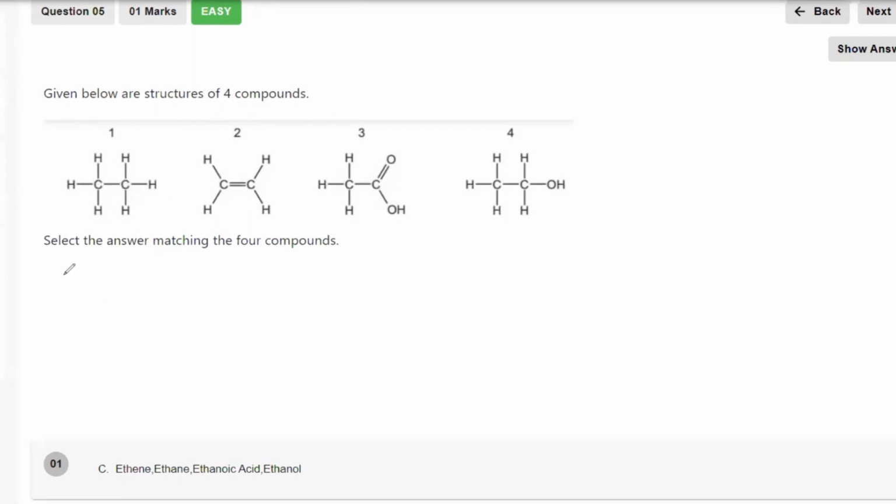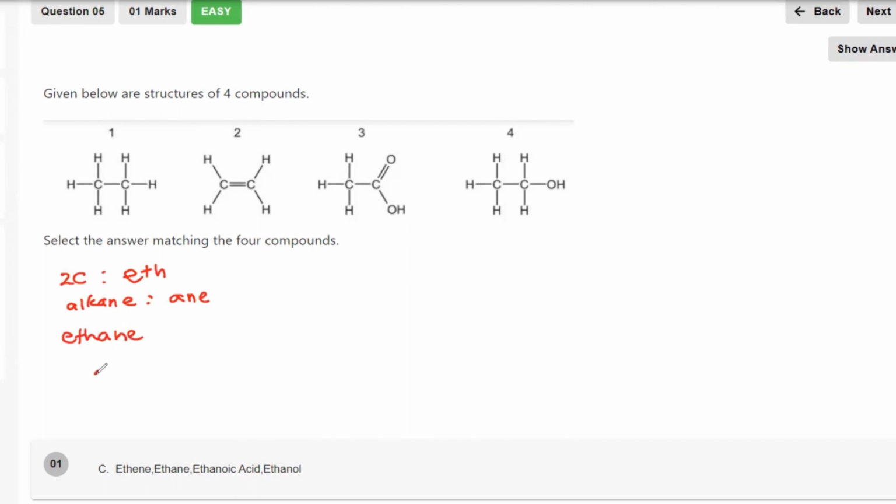The first one has 2 carbons. If it's 2 carbons, what is the prefix we have to use? Eth. And what is the homologous series that this organic compound belongs to? It only has single bonds, carbon-carbon single bonds, and no other special functional group. So this is in fact an alkane. So an alkane would have a suffix "ane" at the end. Combining these two, we get the name ethane.